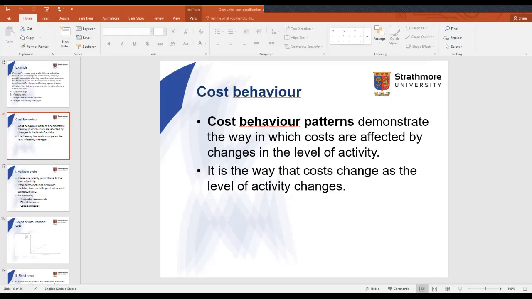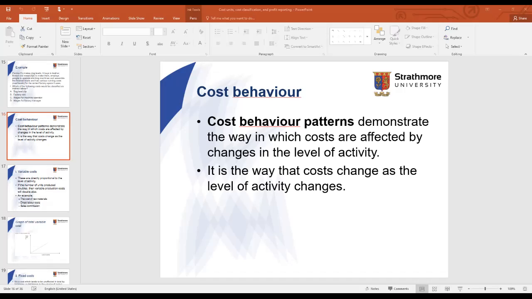If, for example, we were to produce more units as a company, how will the cost be like? Is the cost going to increase? Is it going to remain constant? Is it going to decrease? That is simply called classifying cost based on behavior, observing how the cost will be like if we either increase or decrease the units of production, or the activity level.